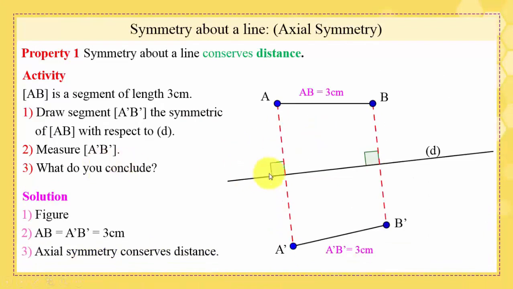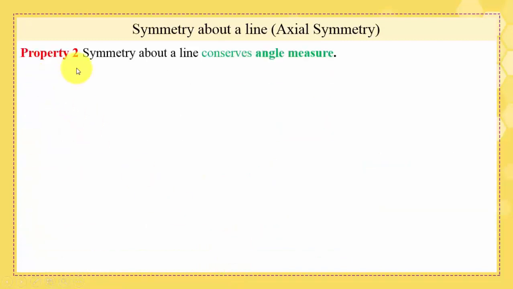Here is line D, segment AB, segment A prime B prime, they are equal, 3 cm. So axial symmetry conserves distance. This is property 1. Property 2: symmetry about a line conserves angle measure.